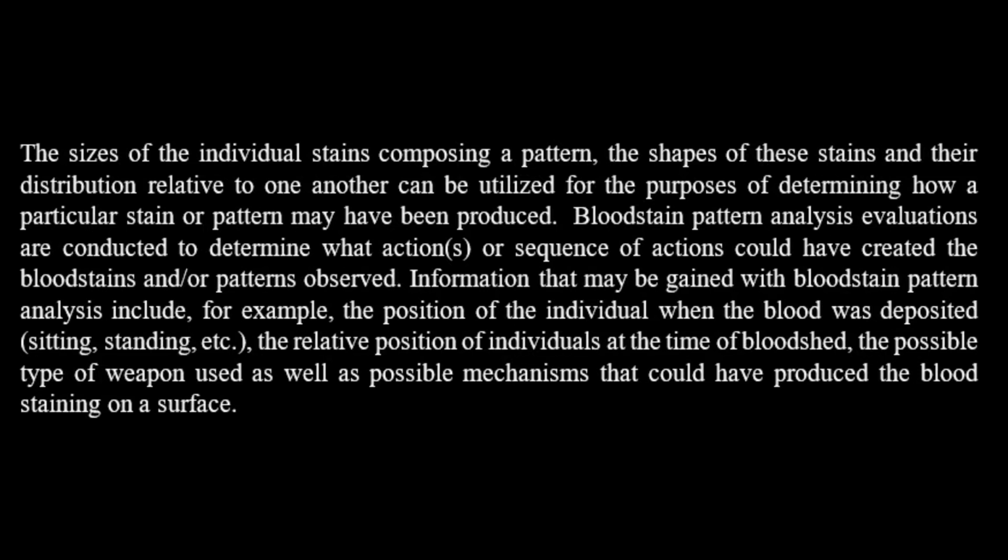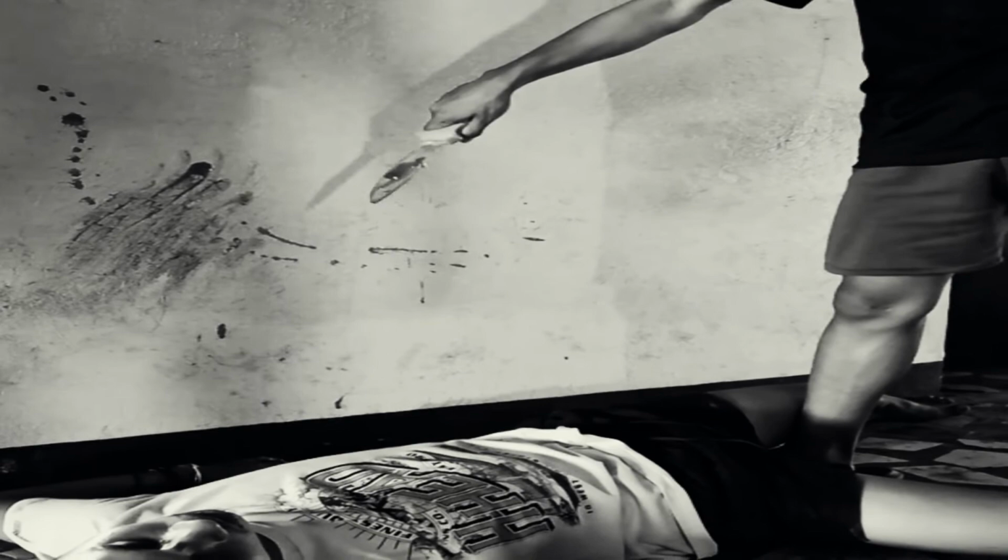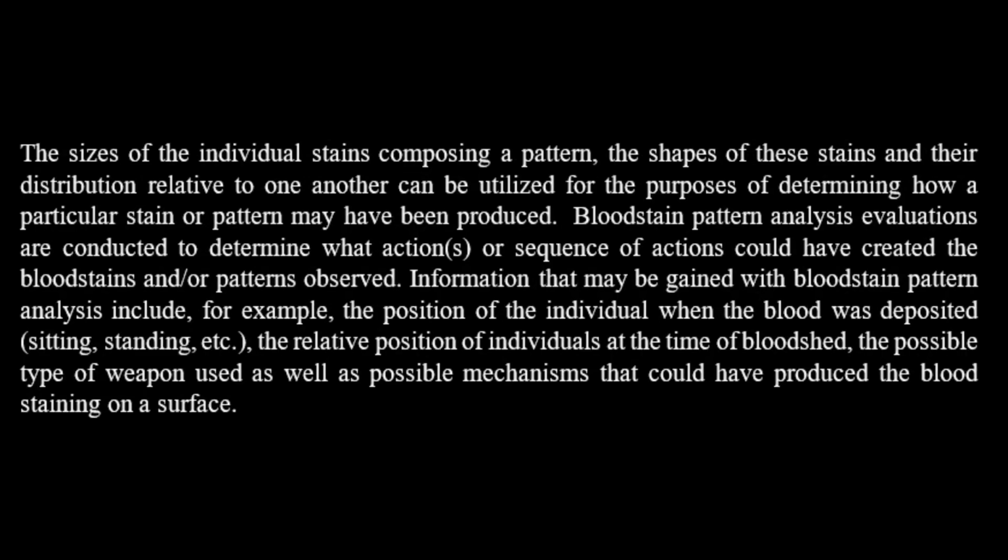Information that may be gained with blood stain pattern analysis includes the position of the individual when the blood was deposited, such as sitting or standing, the relative position of individuals at the time of bloodshed, the possible type of weapon used, as well as possible mechanisms that could have produced the blood staining on a surface.